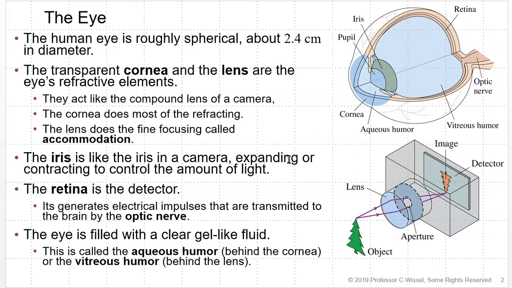The iris is like the iris in a camera. It will expand or contract to control the amount of light. In other words, it expands and contracts the pupil. The retina is the detector. It generates electrical impulses that are transmitted to the brain by the optic nerve. The eye is also filled with a clear gel-like fluid. This is called the aqueous humor. That's the one that's behind the cornea, or the vitreous humor, which is behind the lens.